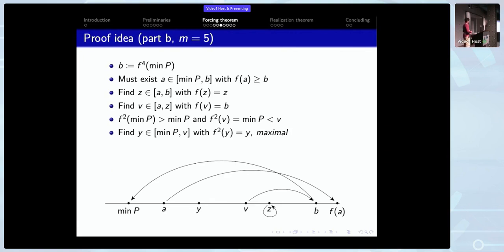I think you can see the sort of ideas which we're going for here. Now, I do the same thing with f squared. So I should say f iterated with itself. If I apply that to min p, it goes up because p is the minimum. And if I apply it to v, it goes down.